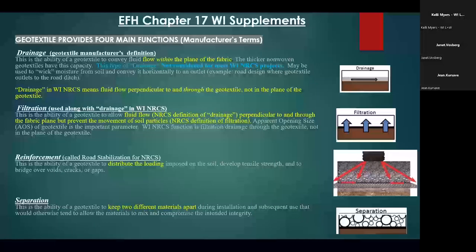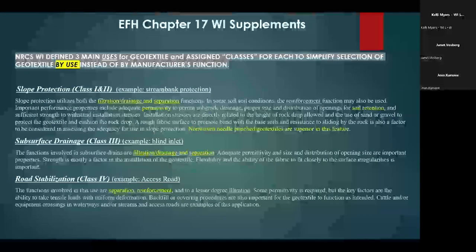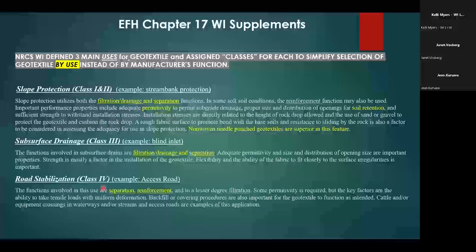So just wanted to point out, manufacturers look at function. NRCS took the functions and said, you know what, we're going to make this simple. We're going to define three uses that people can look at, what their use is, and determine what class of geotextile they need. So NRCS came up with three uses instead of functions. Slope protection, that would be the ripraps most often. Subsurface drainage, blind inlets. Road stabilization, access roads, stream crossings.